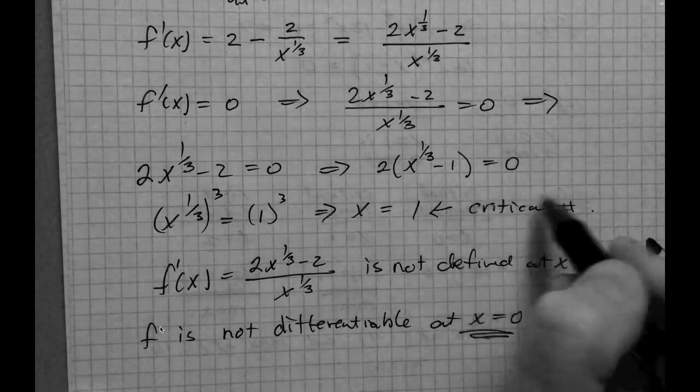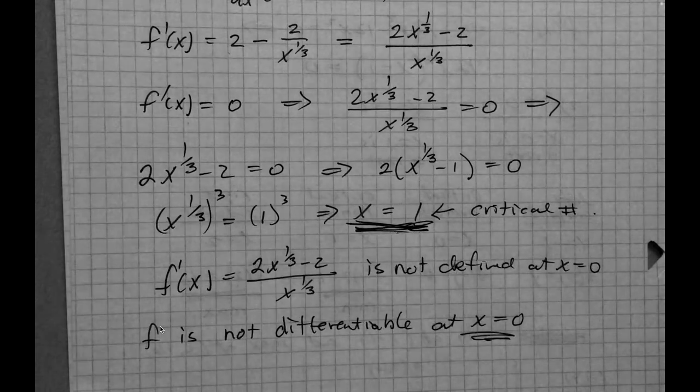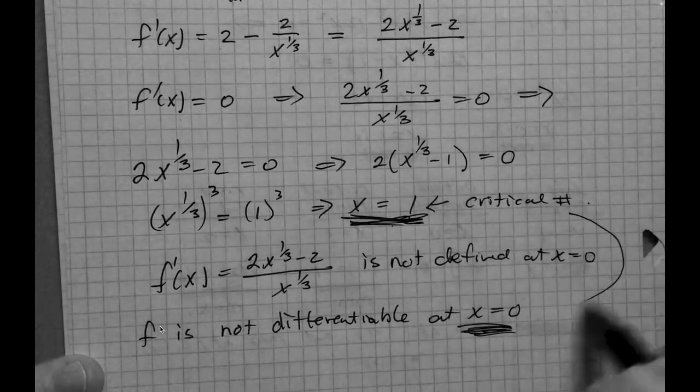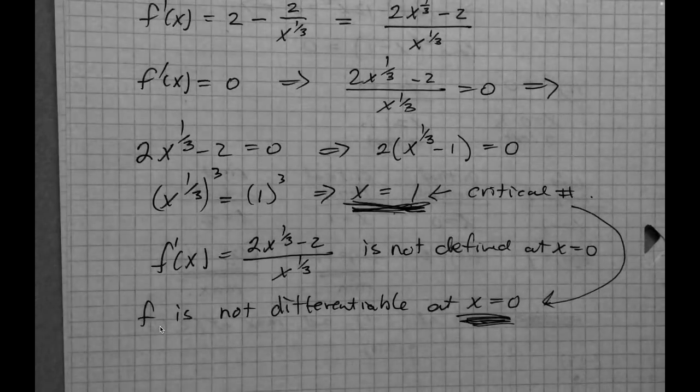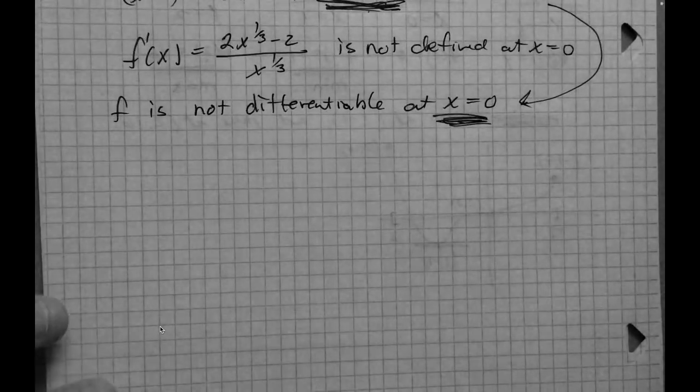Okay, so you've got x equals 1 as a critical number, and also x equals 0 is a critical number. So you got those two. One of them is a critical number because it's not differentiable. That's x equals 0. The other one is a critical number because it's a root of the derivative, and that's x equals 1.